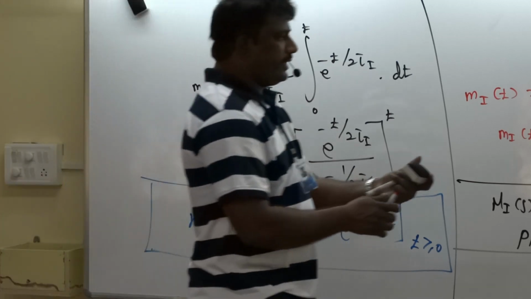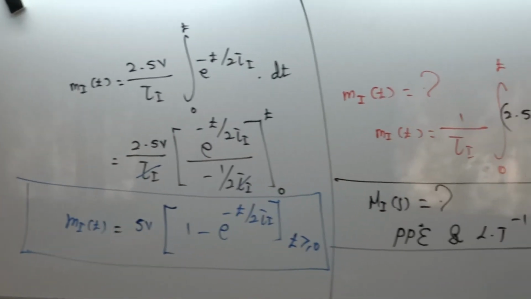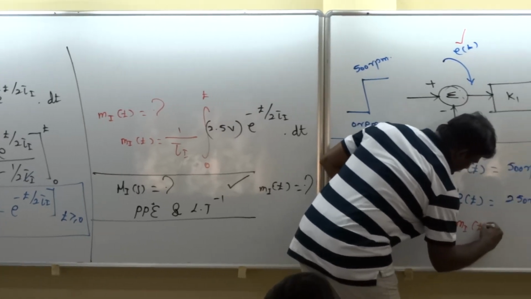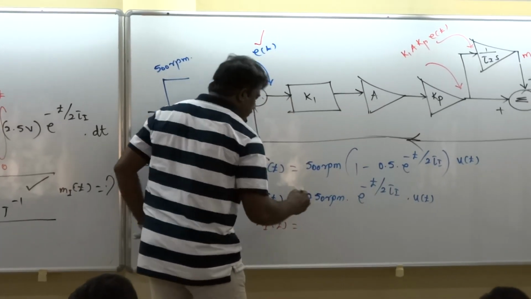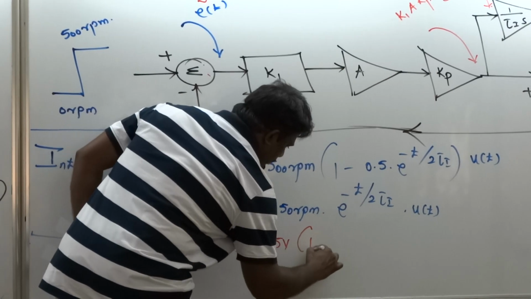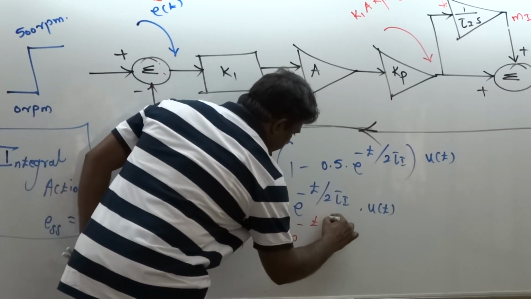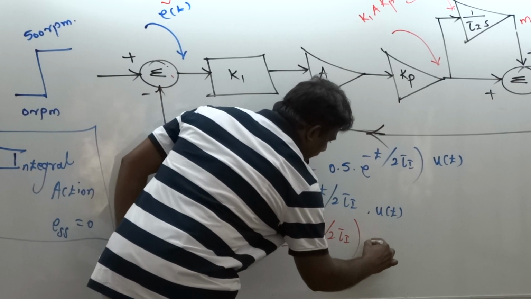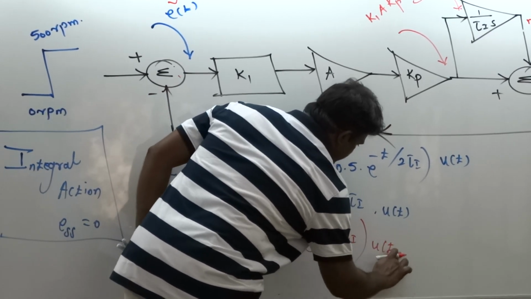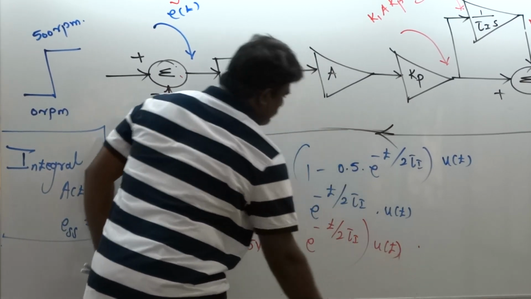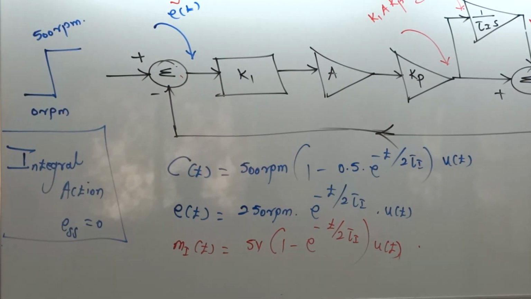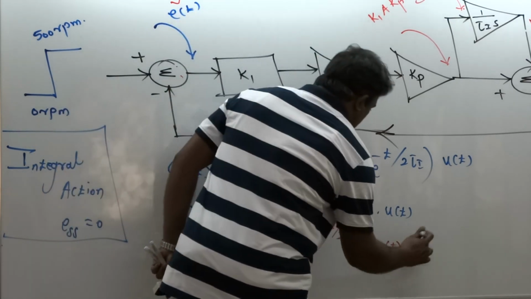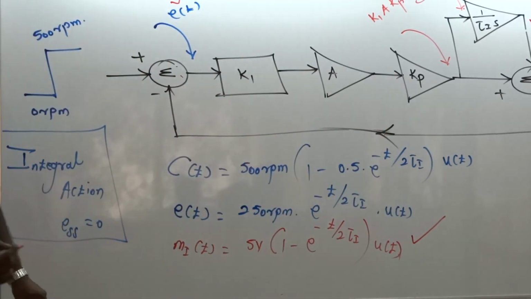Therefore, the final signal MI of t, the signal coming from the integral control action, reduces to 5 volt into 1 minus e power minus t by tau y. This is the important signal, the main signal of our interest to understand how the integral control action works. Okay?